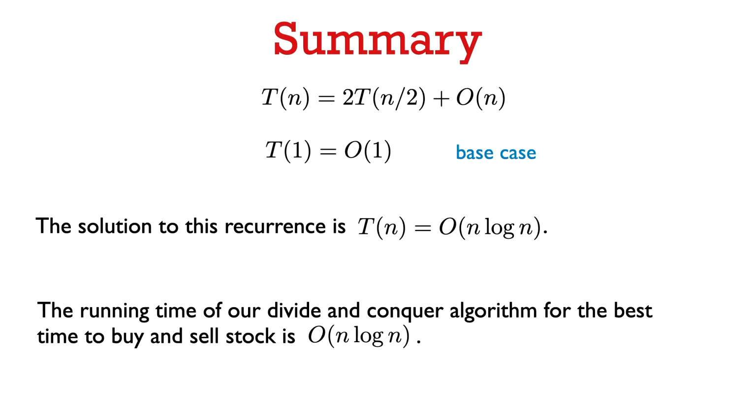Now we've solved our recurrence relation. We execute the base case n times, which has a total cost of order n. The total work done in the create, solve, and combine step, which in this case is mostly just solving the third case where we compute the minimum in the first half and the maximum in the second half, is order n log n. So the running time of our divide and conquer algorithm for the best time to buy and sell stock is order n log n.